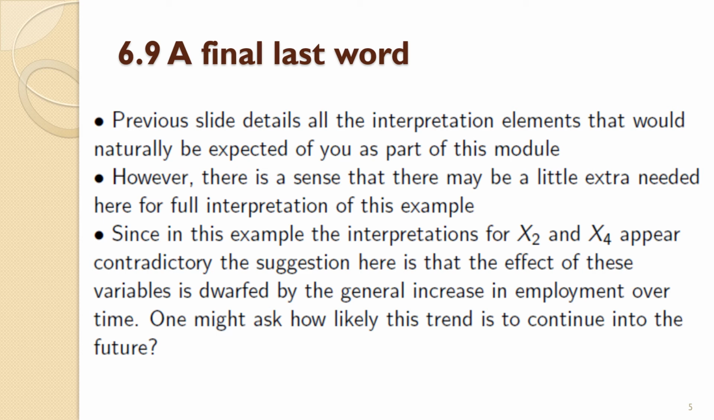However, I think there's a sense that a little extra is needed for full interpretation of this example, and I don't want people thinking this is necessarily as nice and easy as you might imagine, even if you just need a relatively simple interpretation element for the coursework assignment for this module. I would suggest here that in this example the interpretations for x2 and x4 appear contradictory, and my suggestion would be that the effect of these variables is dwarfed by the general increase in employment over time.